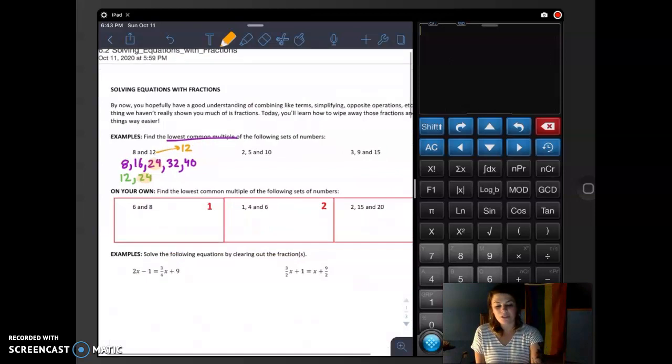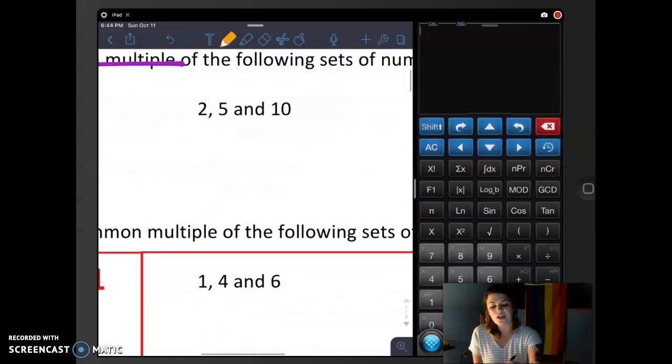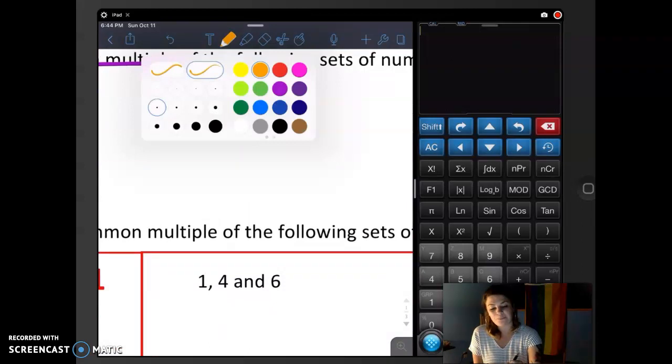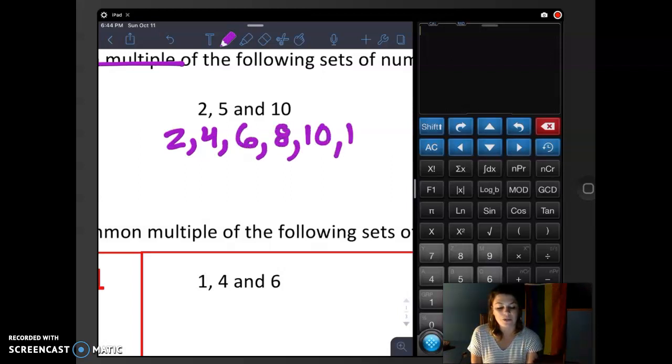We're going to do another one. So what is the lowest common multiple of 2, 5, and 10? Starting with 2, we do 2 times 1, which is 2. That's always going to be the same as the number you started with. 2 times 2 is 4. 2 times 3 is 6, 8, 10, 12. And we can keep going if we need to eventually, but we won't need to.